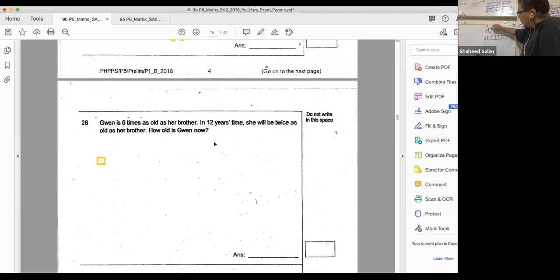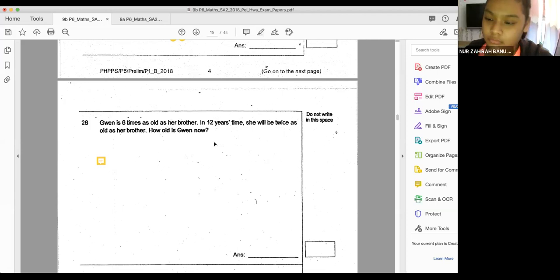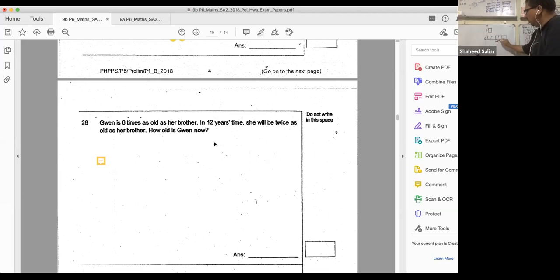That is 1. So now they've given you something. Then they tell you, this is now. So in 12 years' time, Gwen will be 2 times the brother. Now down here, the difference is how many squares? 1, 2, 3, 4, 5. I'm supposed to divide it into 2 equal parts. Okay, no problem. Sorry. Hold on. Twice. She'll be twice the age, not 3 times. I read 3 times. Sorry.